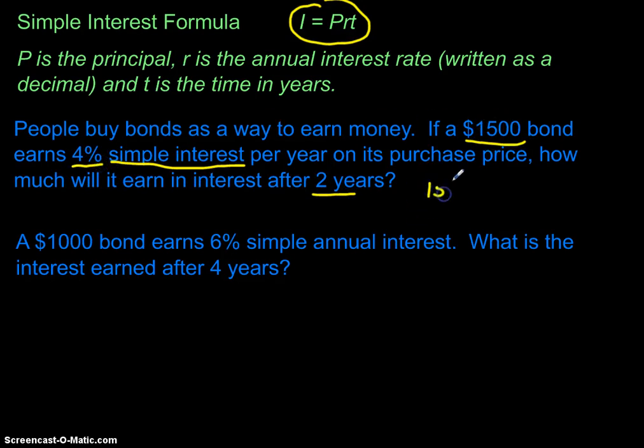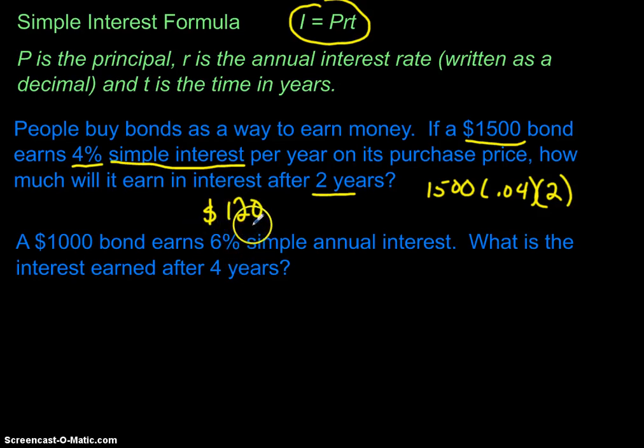That's $1,500. Okay, R is the rate. I've got to change it to a decimal, so it's 0.04. And then time is t, and t is time in years, so that's going to be 2. And so if I will multiply those three things out, let me get a calculator. I've got 1,500 times 0.04 times 2, and that's going to equal $120. So I've earned $120 interest on this.